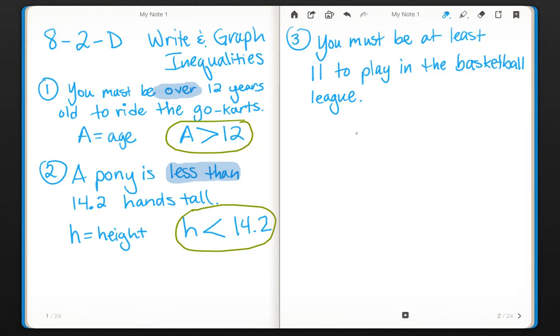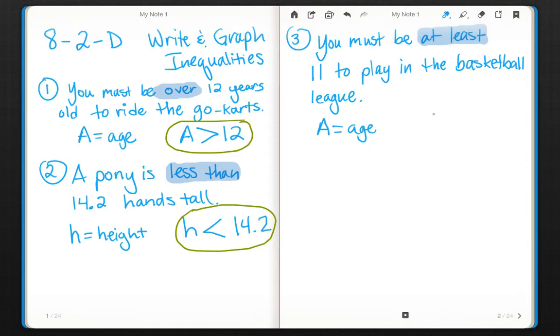All right, so the part that we don't know, it says you. Well, we don't know how old the person is that we're dealing with, so we don't know their age. So we'll do A for age again. You can use any letter you want to, but I chose A. And then hopefully when you underlined the phrase that indicates your inequality, you underlined at least. You must be at least 11.